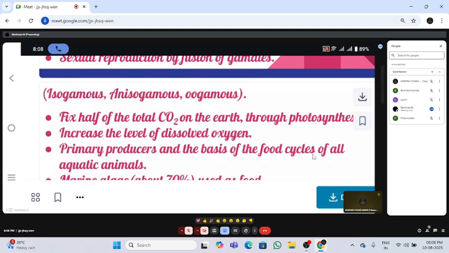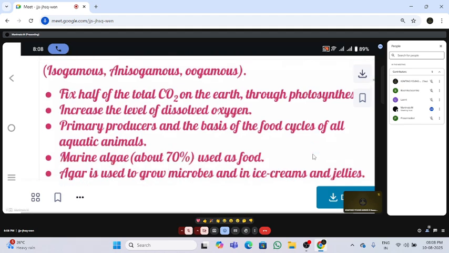The next one is sexual reproduction, which is of three types: isogamous, anisogamous, and oogamous. Isogamy is the fusion of two similar gametes, morphologically and physiologically similar. Anisogamy is the fusion of smaller, more active gametes with larger, less active gametes. Oogamy is the fusion of a motile male gamete with a non-motile female gamete, the egg. These are the three types of reproduction in algae.